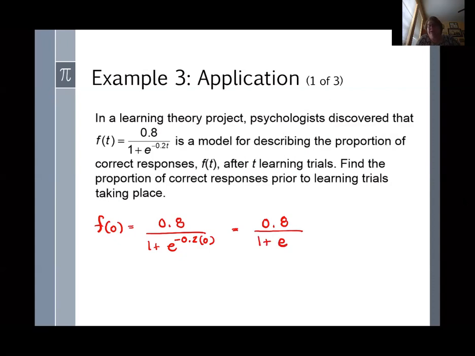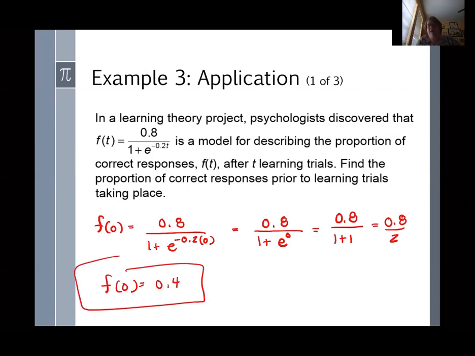Negative 0.2 times 0 is 0. So we're raising e to the 0 power. However, whenever we raise a non-zero number to the 0 power, we get the number 1. So this is 0.8 divided by 2, or f of 0 is 0.4. So the proportion of correct responses before any learning trials take place is 0.4, or you could think of that as a percentage, 40%.